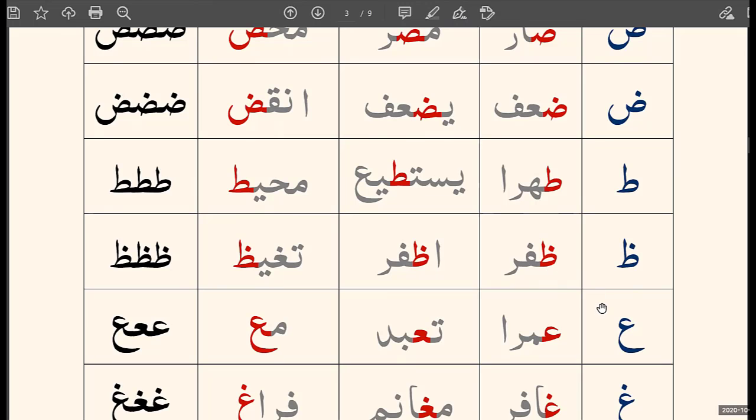Za. This is a thick letter. Za, fa, ra, alif, za, fa, ra, ta, ghain, ya, za.